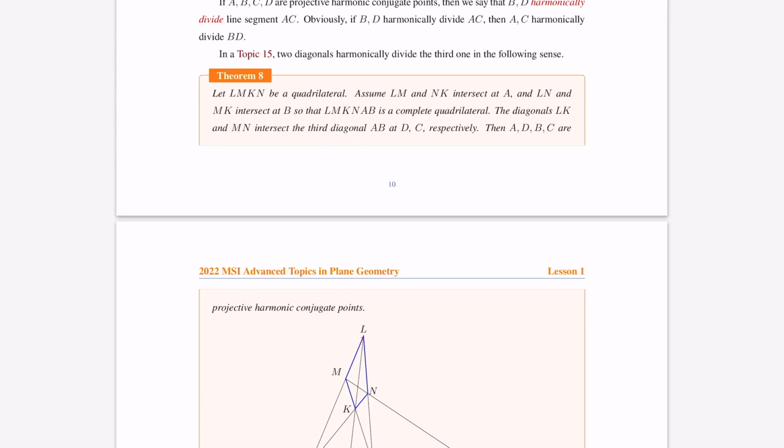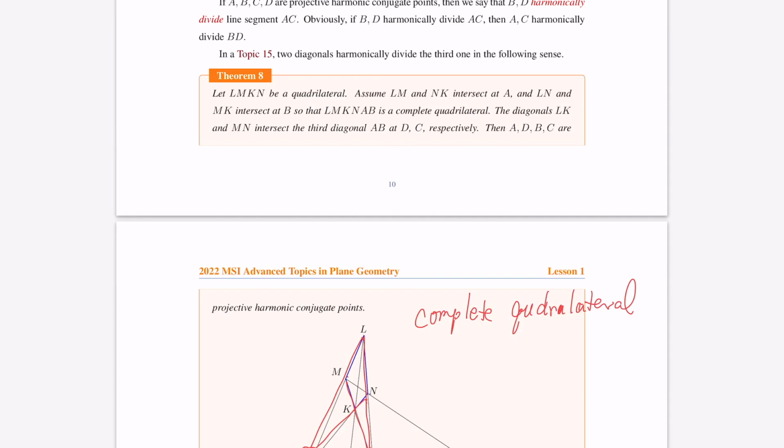Assume that LMKN is a quadrilateral. I draw a convex quadrilateral, but it really doesn't matter. Any quadrilateral is made by 4 sides, and the 2 opposite sides will intersect at another 2 points, A and B. So basically you have a picture we call the complete quadrilateral, which is made from 4 sides, 4 lines. They intersect at 6 points. That configuration is called the complete quadrilateral.